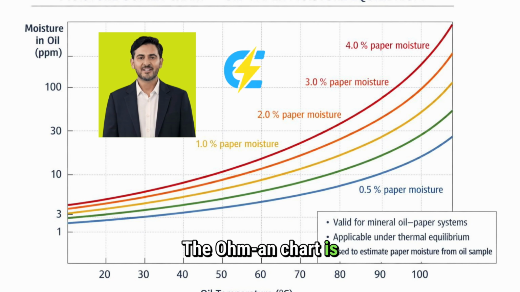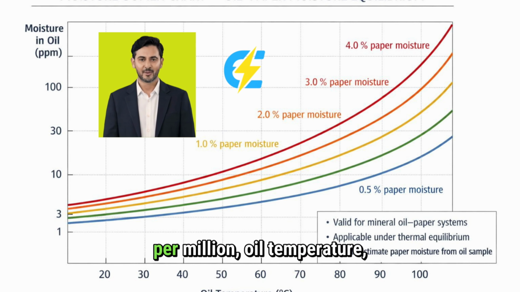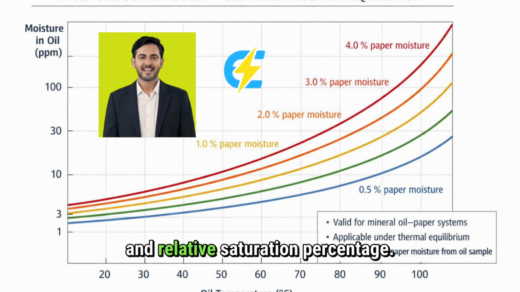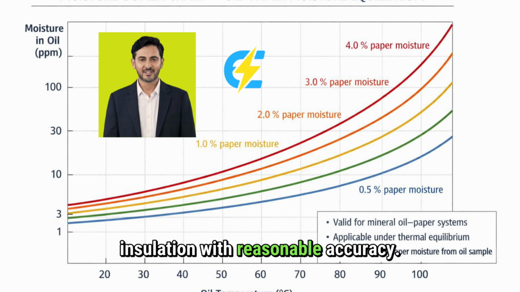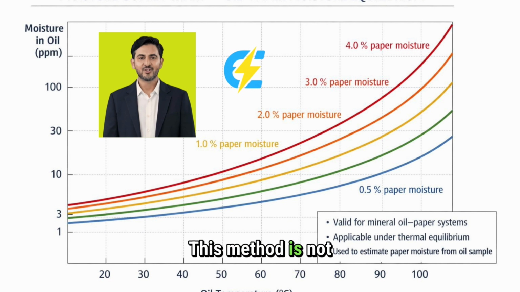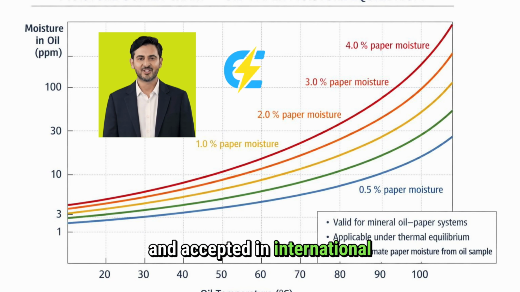The Oommen chart is a widely used engineering correlation tool that provides an indirect method to estimate moisture percentage in cellulose insulation. This chart correlates three key parameters: moisture in oil, measured in parts per million, oil temperature, and relative saturation percentage. By plotting these values on the Oommen chart, engineers can estimate the moisture content in paper insulation with reasonable accuracy. This method is not just a field practice, but is formally referenced and accepted in international standards.